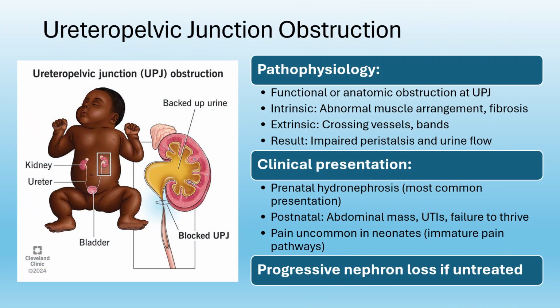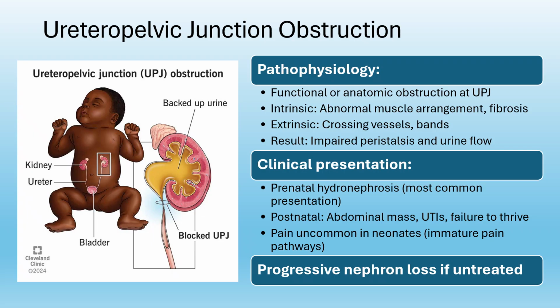Ureteropelvic junction obstruction is the most common cause of congenital hydronephrosis, accounting for about 80% of cases. Its pathophysiology involves impaired urine flow from the renal pelvis into the proximal ureter, creating a functional bottleneck that leads to upstream dilation and potential kidney damage. Obstruction of the UPJ may be anatomic or functional.